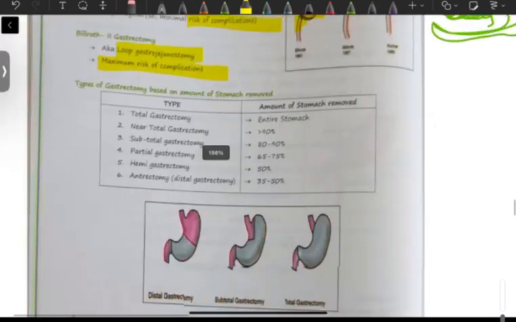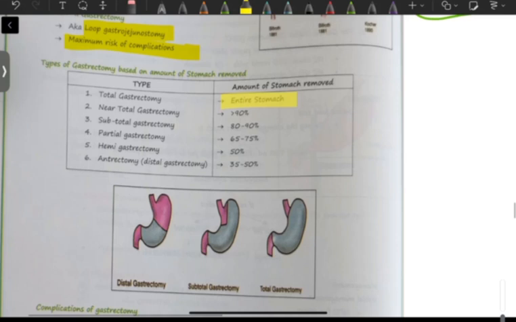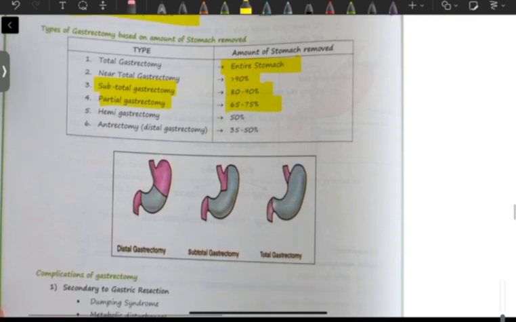So, types of gastrectomy based on the amount of stomach removed. Total gastrectomy means the entire stomach is removed. Near total means about 90%. Subtotal means about 80 to 90%. Partial gastrectomy means about 65 to 75%. Hemigastrectomy means about 50% is removed. Antrectomy is only 35%, that is distal gastrectomy.